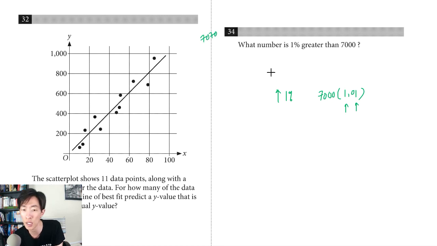If you're doing this in your head, you can quickly figure out what's 1% of 7,000 by moving the decimal place 2 points over. So that tells you that 70 is 1% of 7,000. Add 70 to 7,000, you get 7,070. So that's another way to do it.